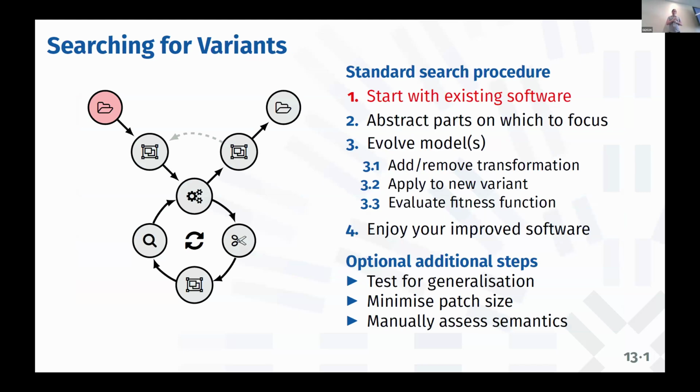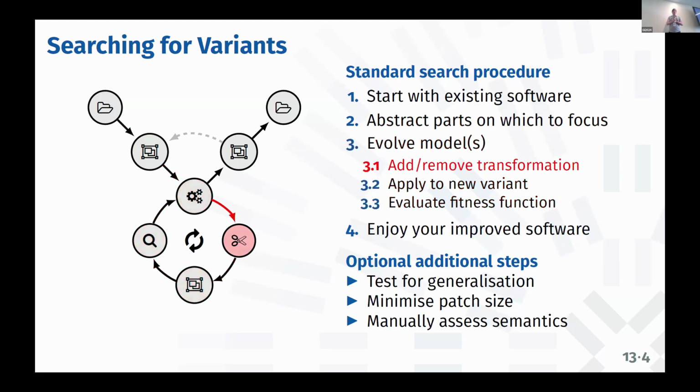And to finish that first part, how does that search work in practice? So we need to start with an original software that we will use as reference. We will need to choose some part to abstract. For example, one specific file, one configuration file, something for which we will apply evolution.